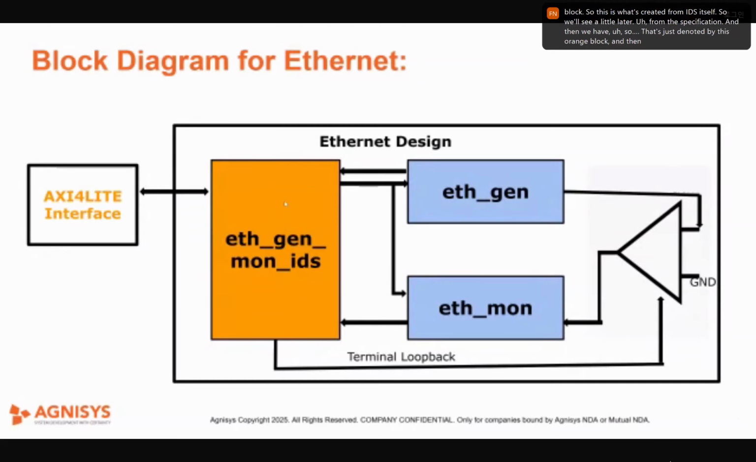And then we have, for further testing, some custom-made blocks: an Ethernet generator block and an Ethernet monitor block. And then we can see that another signal is coming out from this EthGen module, called a terminal loopback. Again, that's just further testing that we're going to do for this example. And here you can see that to communicate on the CPU side, we have an AXI4-Lite interface.